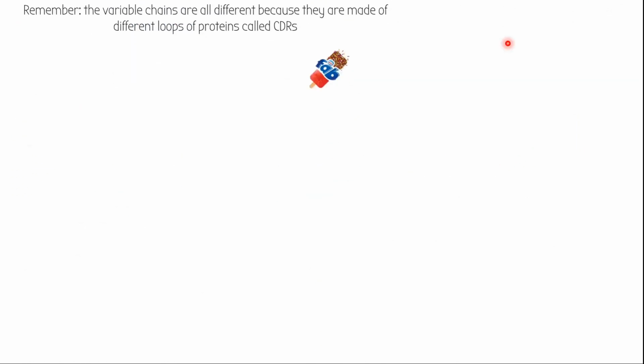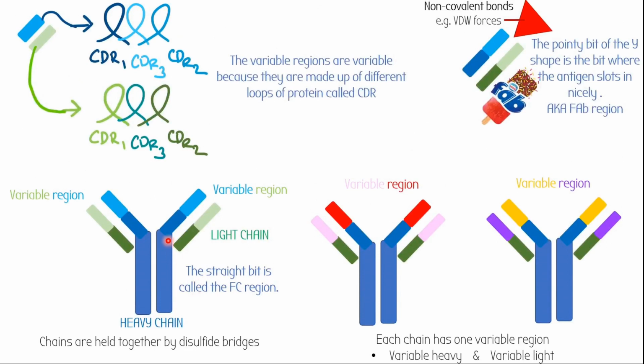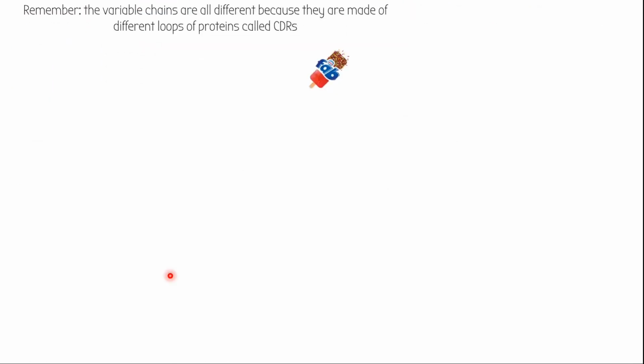Okay. Oh, by the way, the other thing that I missed is that this bit here is called the FAB region, and this straight bit here is called the FC region. Okay, so the problem is that the variable region, remember, is made of your CDR loops. The problem is that every cell in your body has the same genes, right? And the same genes should mean the same proteins, right? So how do we get this diversity?